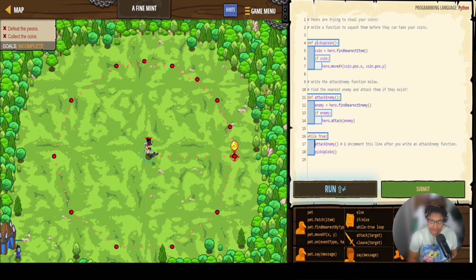Alright, so we have two functions here. One function is to pick up the coin. The other is an attack the enemy function. And while there is an enemy, we're going to attack the enemy. And while there is a coin, we're going to pick up the coin.